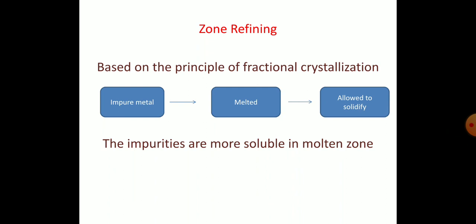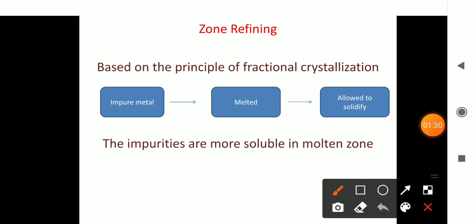So what is fractional crystallization? Melting followed by recrystallization. Okay, so here I have placed a flow chart which shows the process of zone refining. Look at the first box. It is the impure metal. The impure form of the metal is taken in the form of a rod. This impure metal rod is subjected to a very high temperature to melt it. That is given in the second box, melted. The impure metal rod is melted.